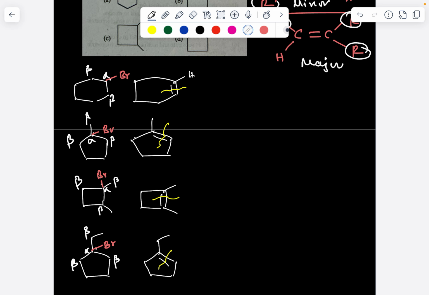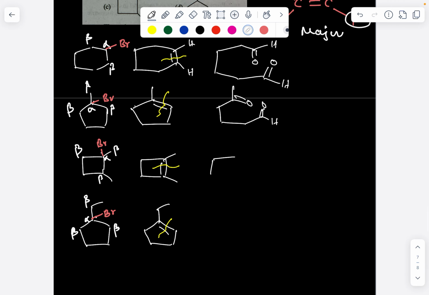So what type of product can I get here? I am going to get the aldehyde functional group, CH2, CH2, CH2, CH2, CH2, and the aldehyde functional group. And here it will form the ketone functional group, and moreover the aldehyde functional group is also present.